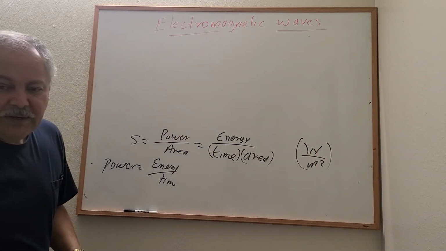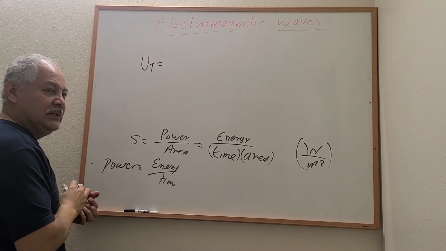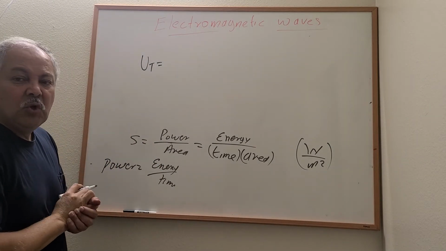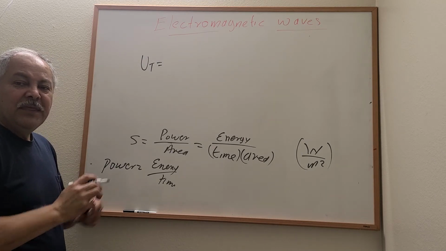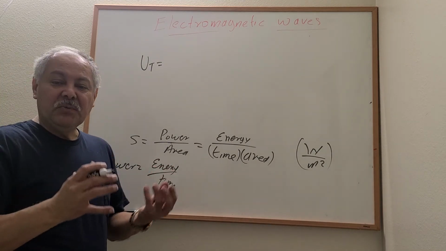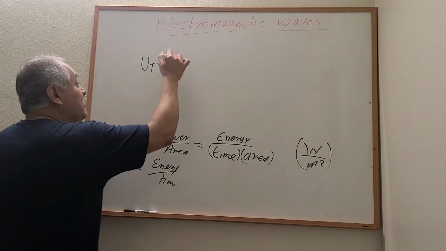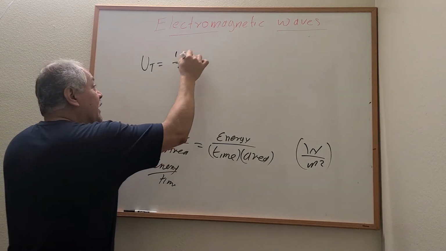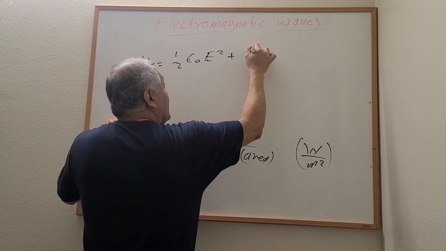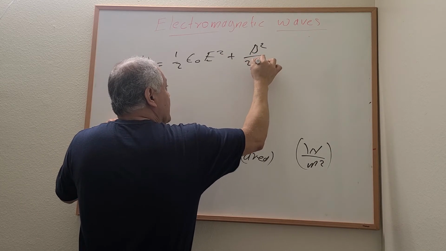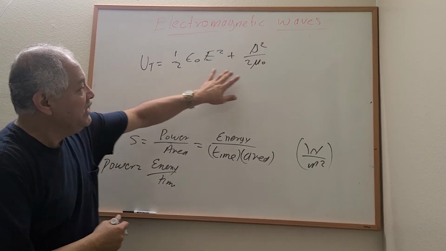Great. So we found that the total energy density is equal to the energy in the capacitor plus the energy in the inductor. So we have one half epsilon naught E squared plus the magnetic field squared divided by 2 mu naught. This is the energy stored in the capacitor and the energy stored in the inductor.